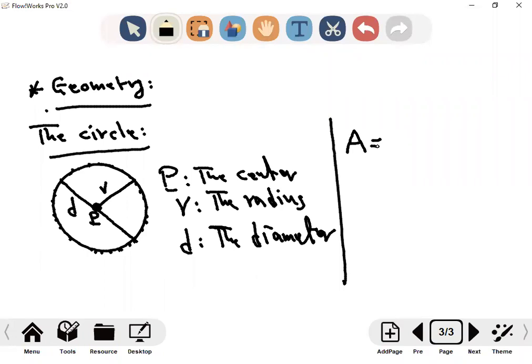Area of the circle. Who knows the area of the circle? Here and the online students, guys, if you know the area of the circle, put your hands, please. In the online, if you have the area of the circle, put your hands. Who knows the formula?